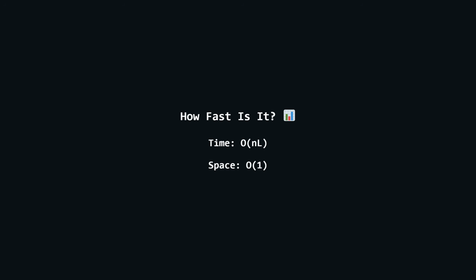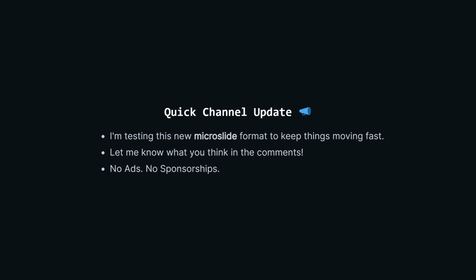For the complexity, the time is big O of n times L, where n is the number of words, and L is the maximum length of a string, because comparing two strings takes time. The space is big O of 1, since we only use a few tiny variables.